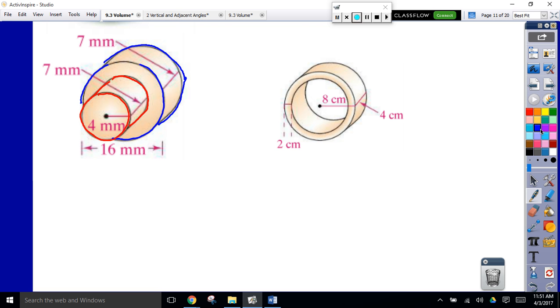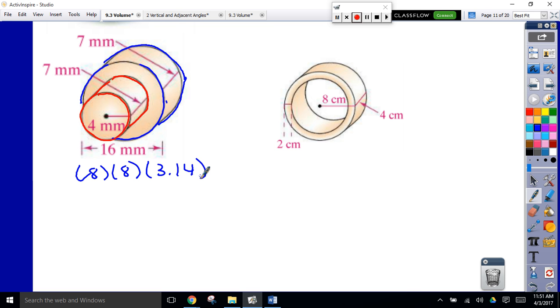Eight. Good. We know that it's 16 all the way across. So from here to here is 16. Half of that is 8. So we can find the area of the base by doing 8 times 8 times pi. We just did that earlier. Yeah. What does that work out to be?